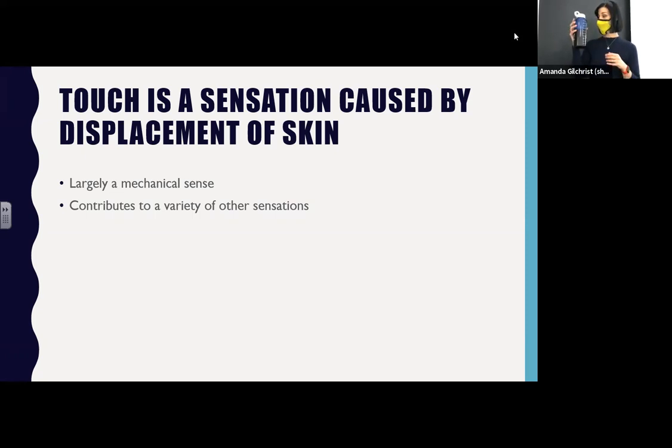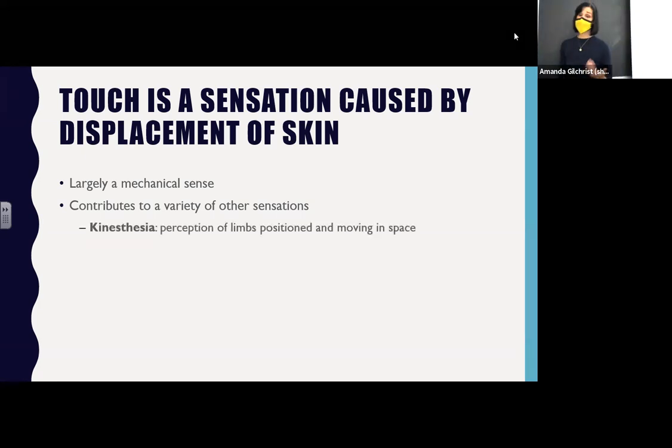So notice if I don't grip it tightly enough, it's going to slip a little bit. So I use my touch perception and certain amounts of skin stretch in my hands and the webbings between my fingers and on the pads of my fingertips to help figure out how tightly I need to grip or grasp something. So touch contributes to a few different types of sensations and perceptions.